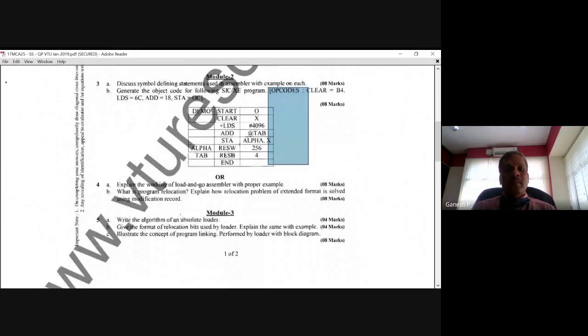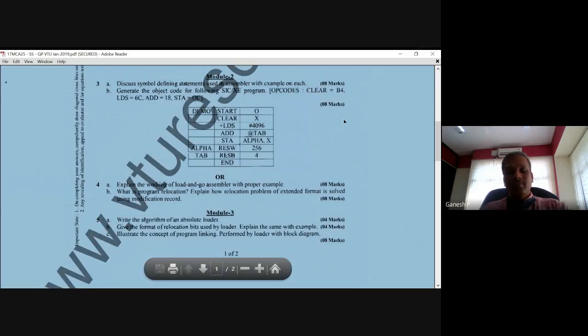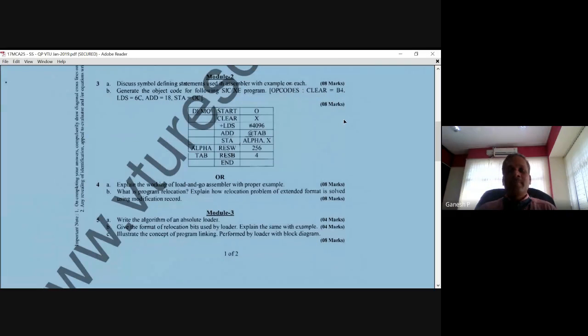Question number 4 now. Explain the working of a load and go assembler. If you remember, we have used this name for the one pass assembler. We have taken two examples for the design of an assembler: one is the one pass assembler, the other is the multi-pass assembler. The one pass assembler is also known as a load and go assembler because it will not be able to store the program in the memory. It is mainly for temporary trial and error or development and training type of requirement.